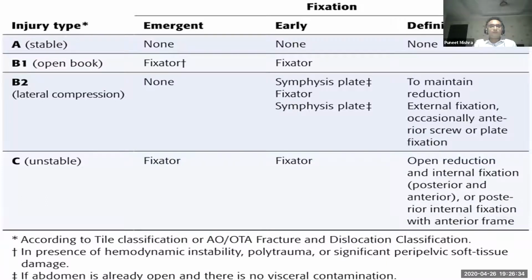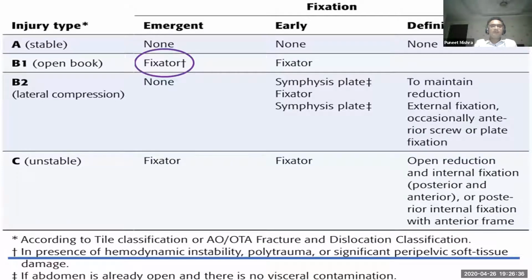So coming to the fracture morphology, open book injuries where the patient continues to be hemodynamically unstable, or in a polytrauma scenario, or in association with a significant peripelvic soft tissue injury, you will need a fixator for emergent as well as early control of bleeding to save the life of the patient, and especially so if the patient also has a vertically unstable and a rotationally unstable pelvis.